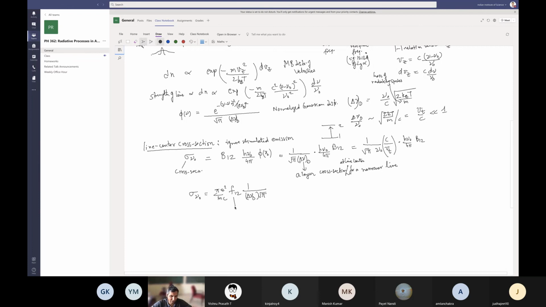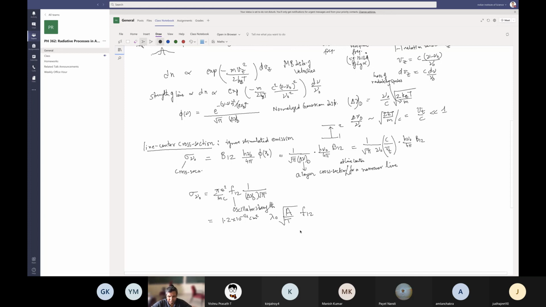Same thing written in terms of something called an oscillator strength, which is proportional to the Einstein's A and B coefficients, and it sort of quantifies the strength of the transition between 1 and 2. This is called oscillator strength. And numerically, this is equal to 1.2 times 10 to the minus 14 centimeter squared, lambda naught, A by square root of T, f12.